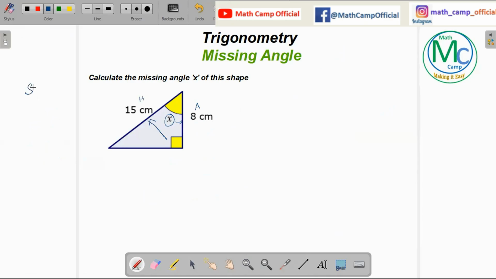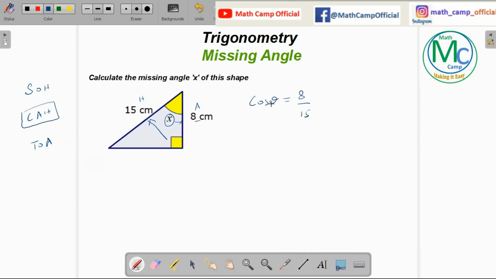Again, we have three ratios, so CAH TOA. So we have to see which ratio has H and A, which is this side. That means we have to use cos. So C stands for cos theta equals A, adjacent, which is 8 this time, and hypotenuse is 15. Simply we have to solve it.